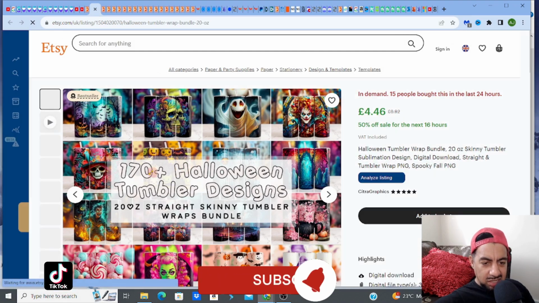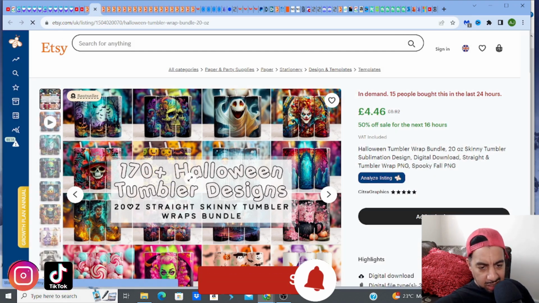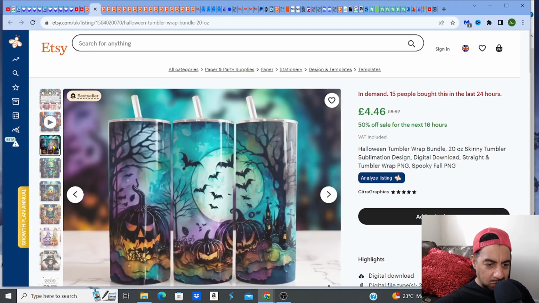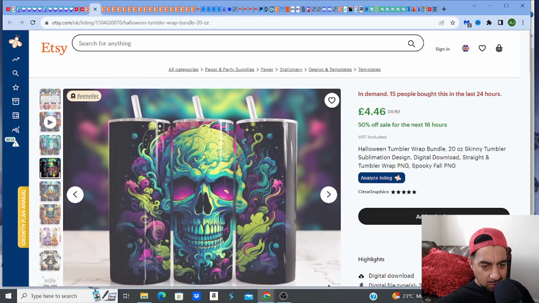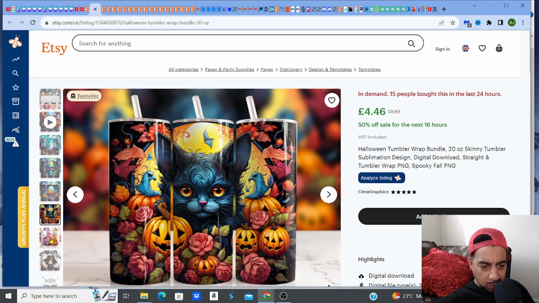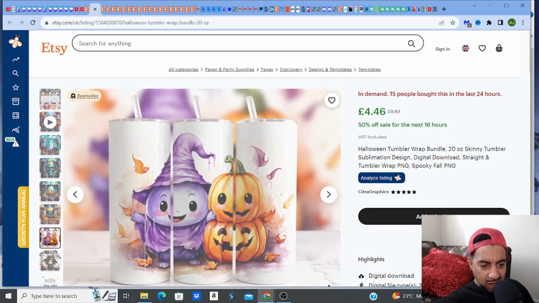First of all, it's giving you 170 Halloween Tumbler designs. People love their bundles. Bundles also will help in the rankings as well, by the way. Okay, so when you do your bundles, it will also help. So I've seen this one before. It's got really fantastic, clean designs, really nice, bright, colorful, but with that Halloween theme. Also having characters like a cat, people like cats, but with a sort of Halloween idea with it.